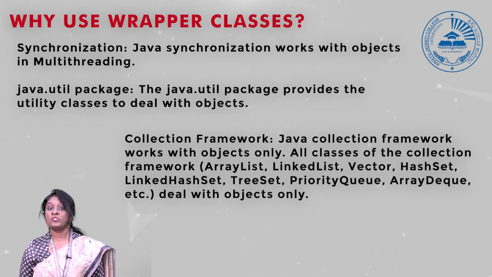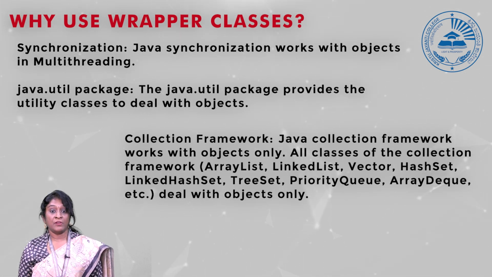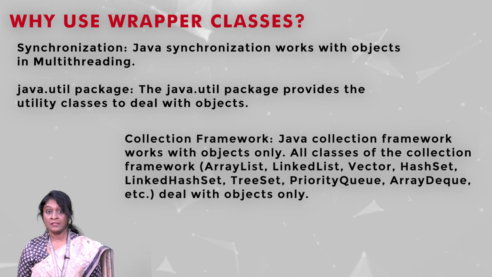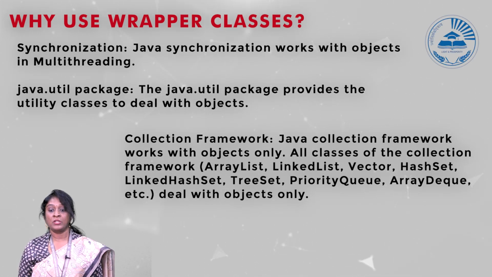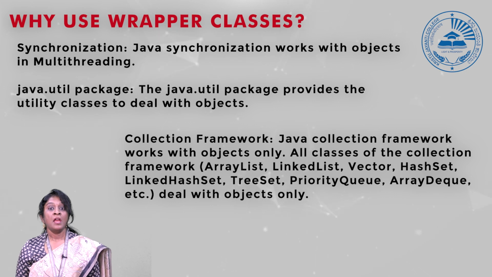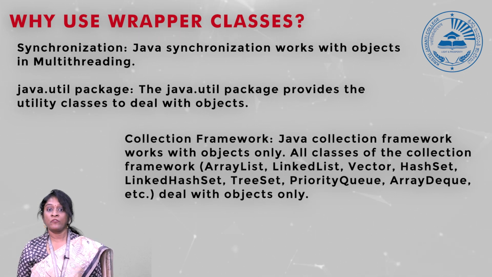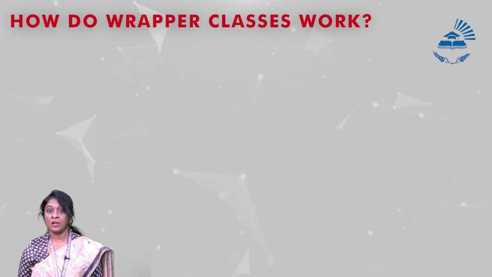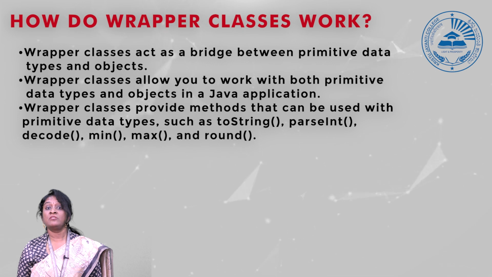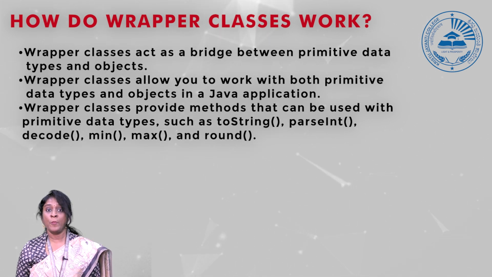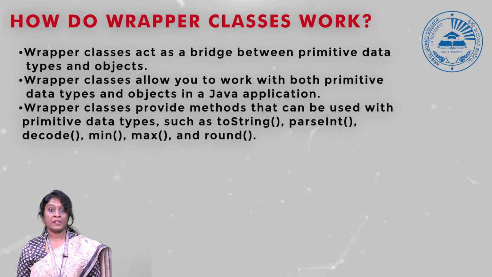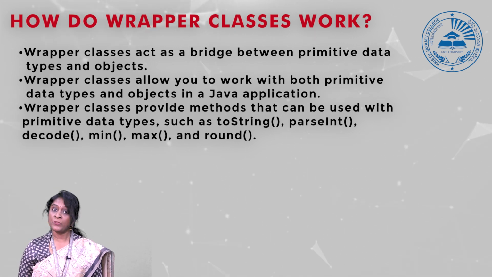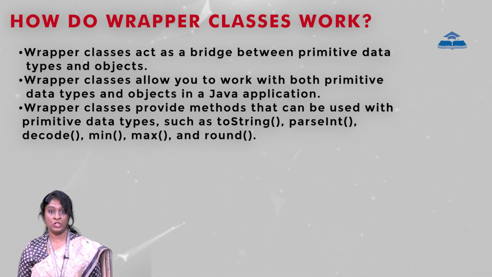All classes of the collection framework, like ArrayList, LinkedList, Vector and HashSet, deal with only objects. For all these reasons, we want to convert to objects, and we make use of the wrapper classes. And how do these wrapper classes work? Wrapper classes act as an interface or bridge between the primitive data types and objects. Wrapper classes allow you to work with both primitive data types and objects in Java.